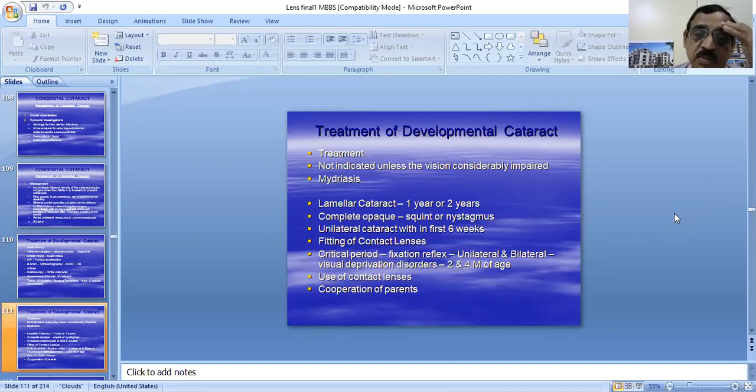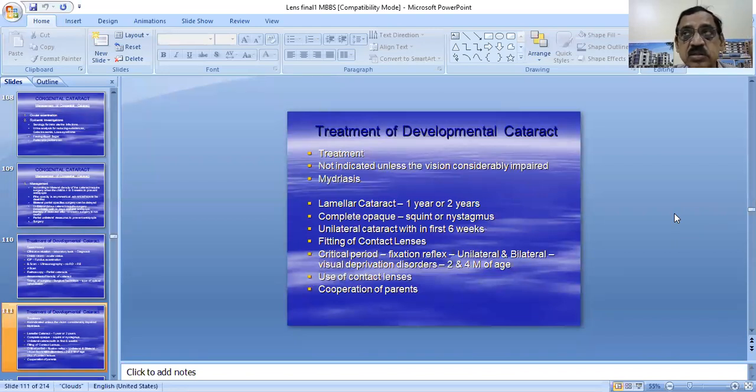So the treatment is not indicated unless the vision is considerably impaired. So we can examine the patient, undilated fundus, and also after full mydriasis. And lamellar cataracts, usually 1 year or 2 years after the birth, actually we come to it.